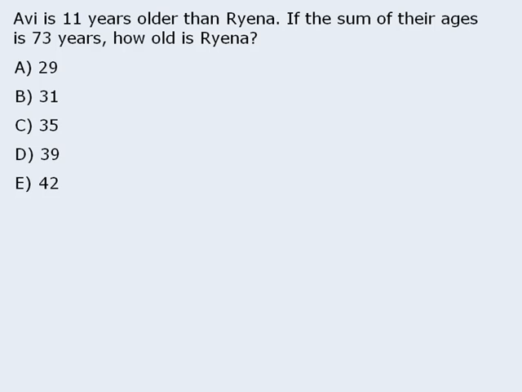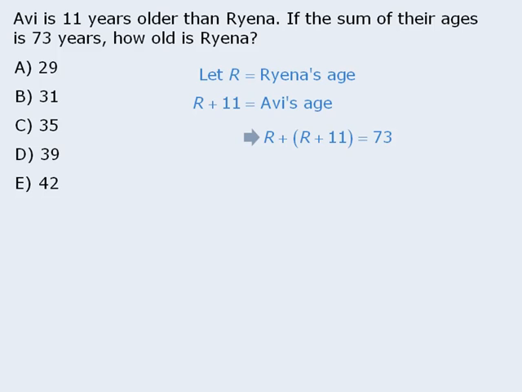For the question shown here, the approach we learned in school would have us assign a variable to one age, and then use this to assign an expression to the other age. From here we can write the following equation, which we can solve for r. This of course is a valid approach. However, there will be times when the traditional approach is the slower approach.